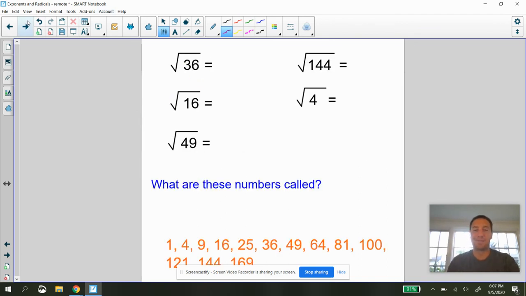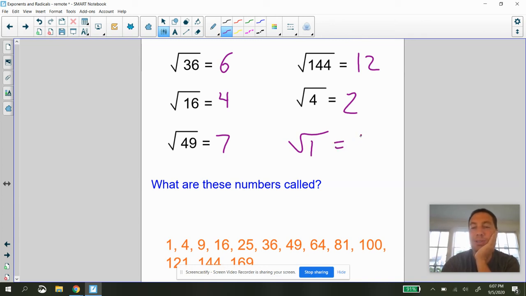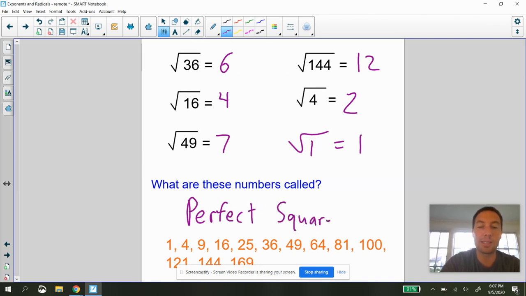Let's try some of these. All right, ready? 6 times 6 is 36, 4 times 4 is 16, 7 times 7 is 49, 12 times 12 is 144, so the square root of 144 is 12, and the square root of 4 is 2. Sometimes people get tripped up on this. What's the square root of 1? Well, it's just 1, because 1 times 1 is 1. And all of these numbers down below are called perfect squares. And let me tell you something. You memorize these, your life is way easier. All right, let's keep it going.